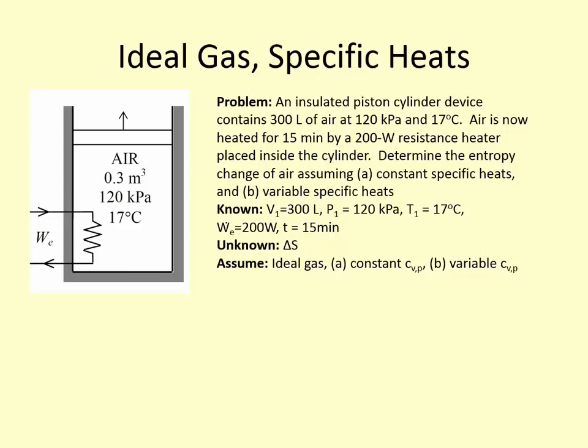Okay, so air is an ideal gas. That's good. We have an insulated piston cylinder device with 300 liters of air at 120 kilopascals and 17 Celsius. The air is now heated for 15 minutes by a 200-watt resistance heater placed inside the cylinder. Determine the entropy change of the air assuming constant specific heats and variable specific heats. Okay, so there are a couple of assumptions that we can make or conclusions that we can draw from this particular setup. So just in the first couple of lines, what information do we learn? Be careful about that. It's not isothermal.